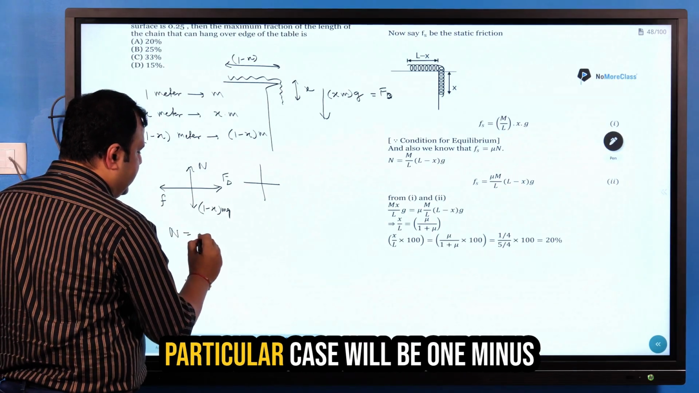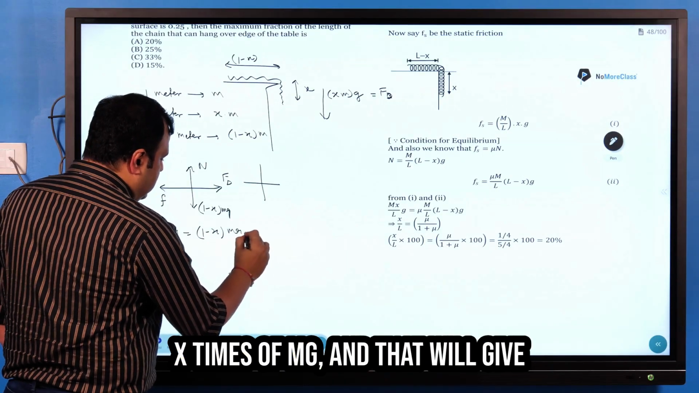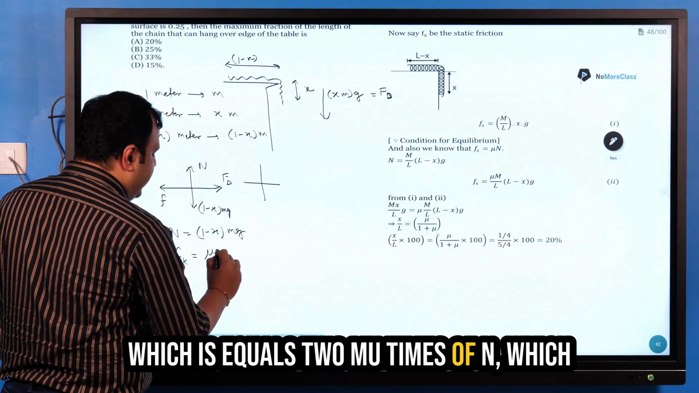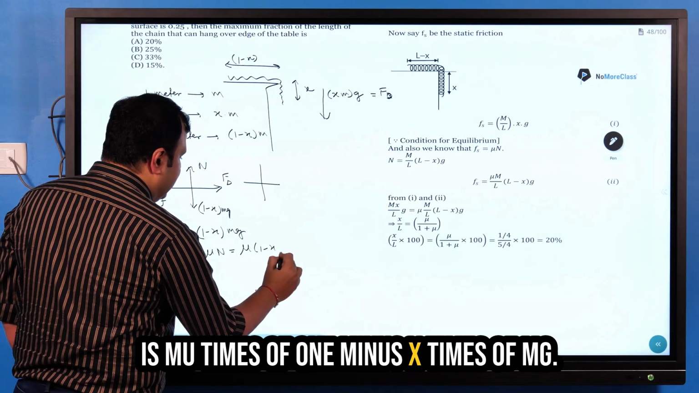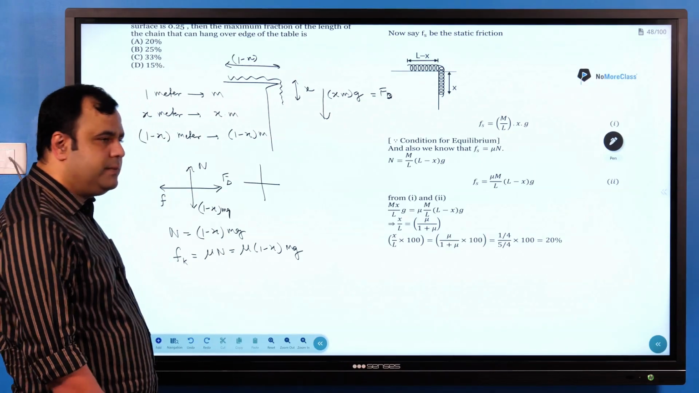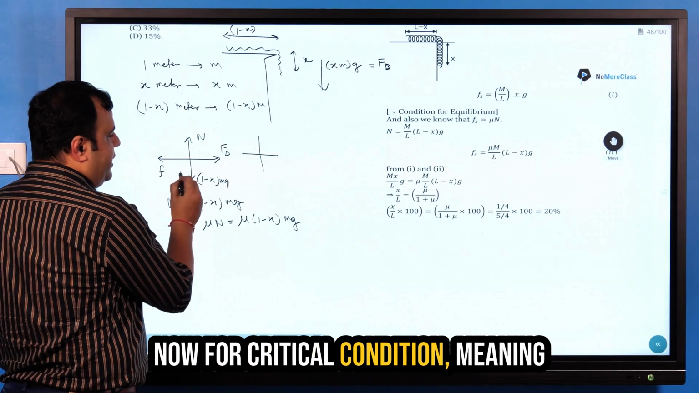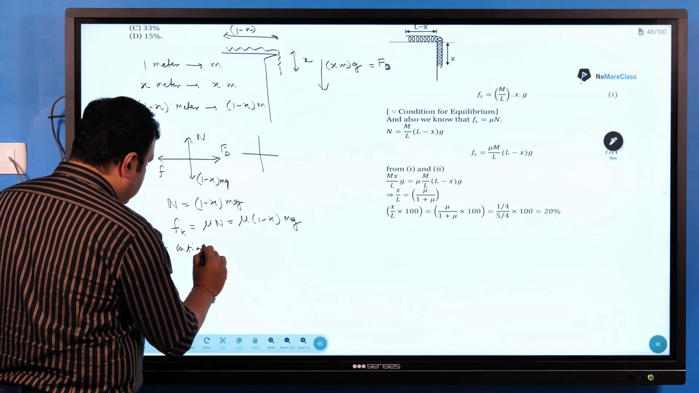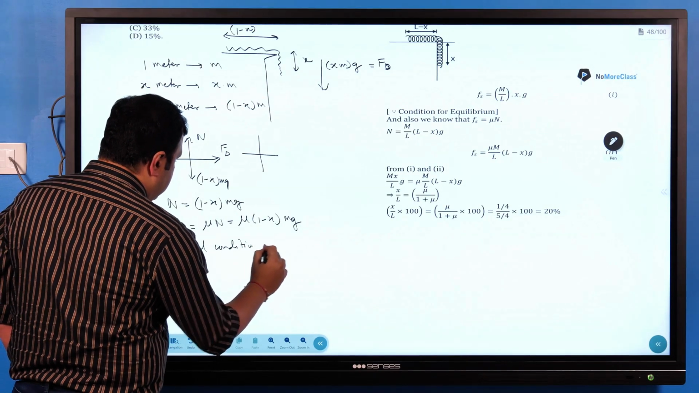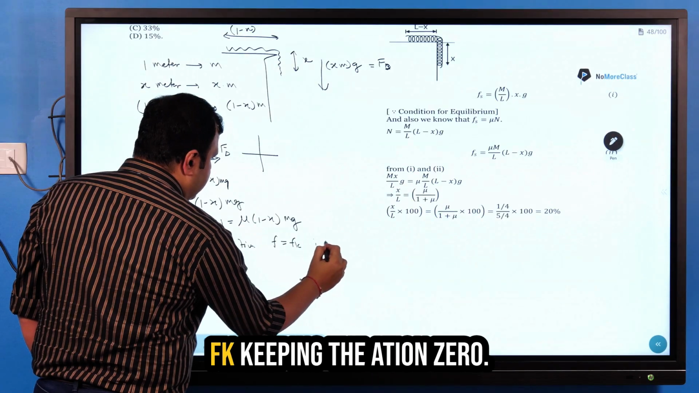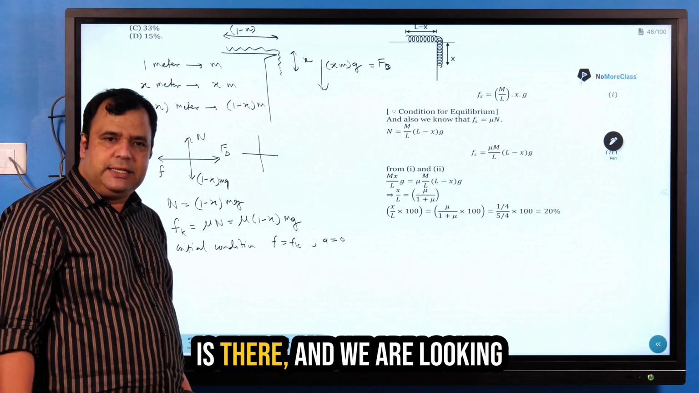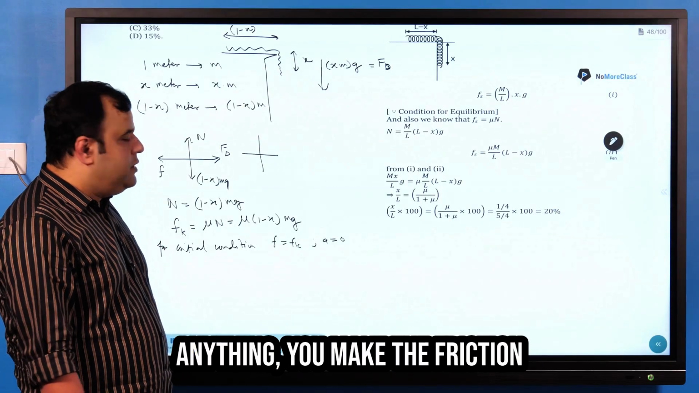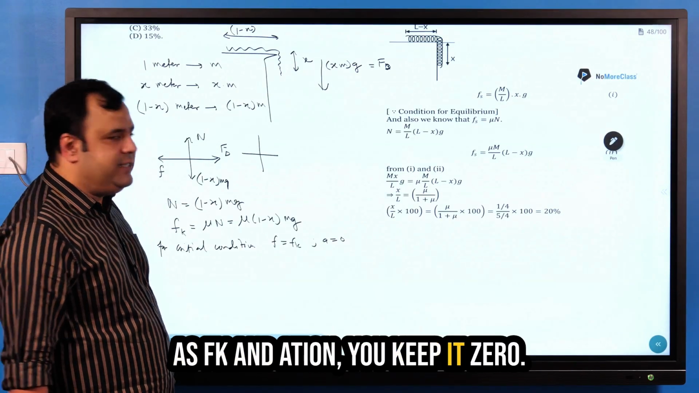The normal reaction in this particular case will be 1 minus x times mg. And that will give us the maximum value of friction, which equals mu times N, which is mu times 1 minus x times mg. Now for the critical condition, meaning when the body is just about to fall, we equate friction with Fk, keeping the acceleration 0. Whenever friction is there and we are looking for a critical condition, minimum value, maximum value, or anything, you make the friction Fk and you keep the acceleration 0.